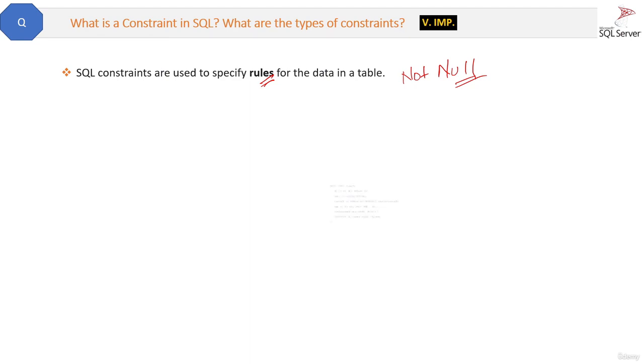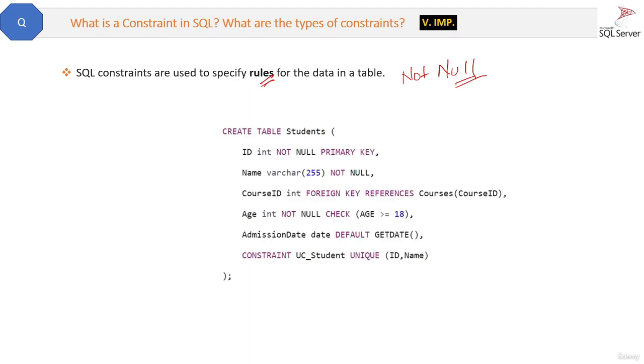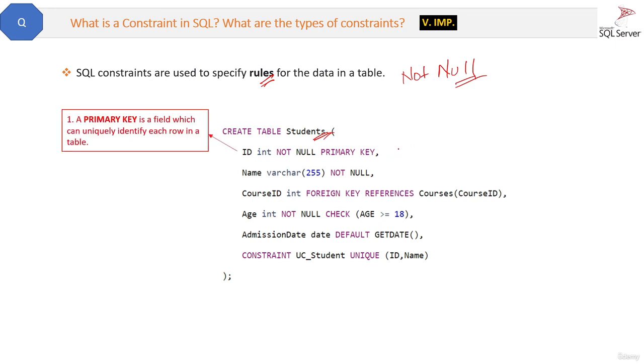Now let's see the types of constraints. See, here we are creating a students table and applying all the types of constraints in it, okay? First is the primary key constraint. A primary key is a field which can uniquely identify each row in a table. That means duplicate values in a single column are not allowed in a primary key. It's like the ID, the identification of the row. A primary key will also create a clustered index on that column, right?